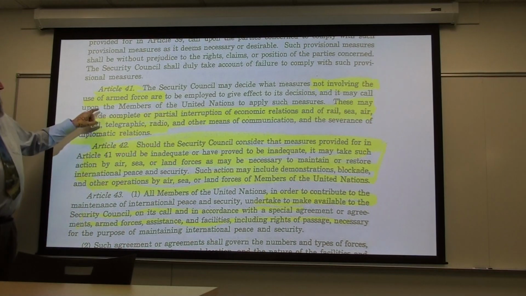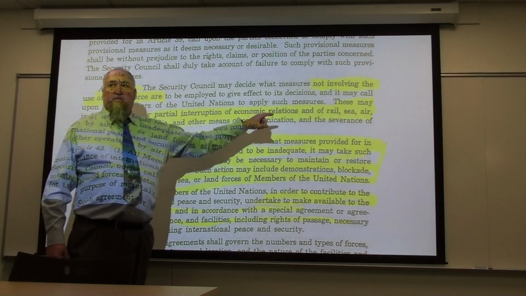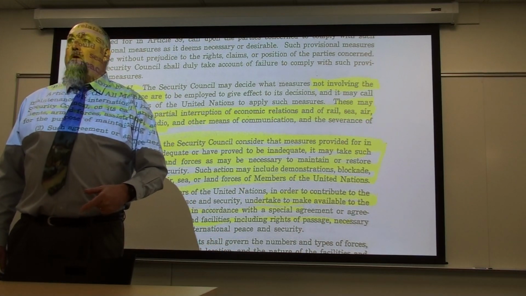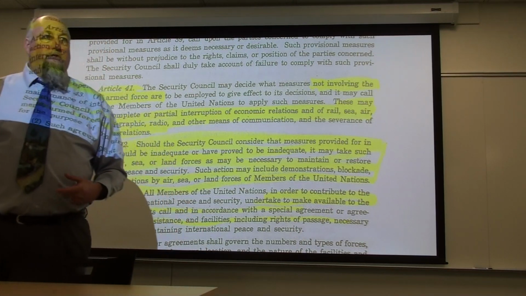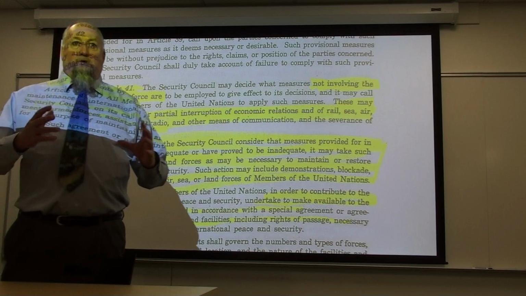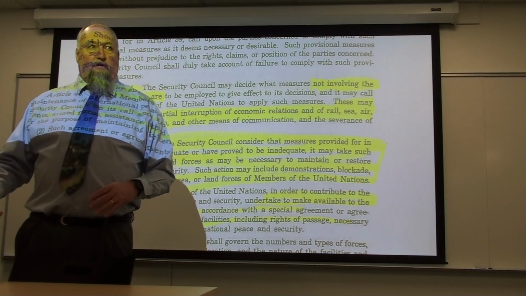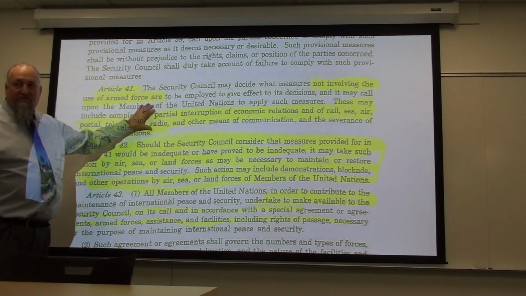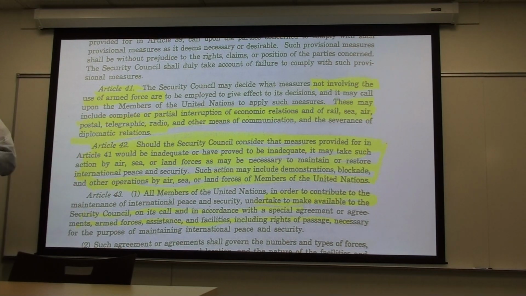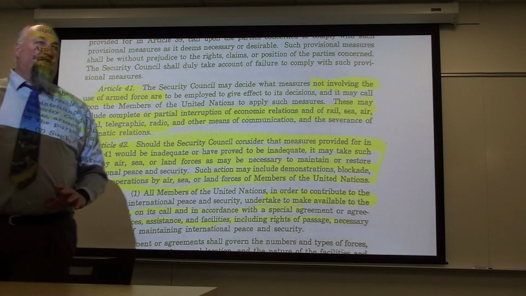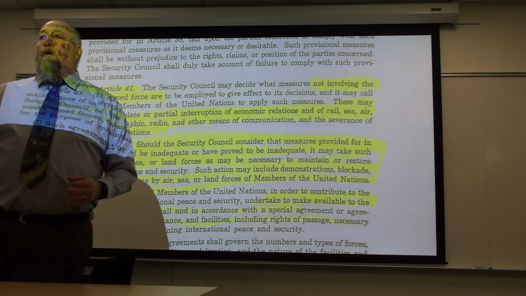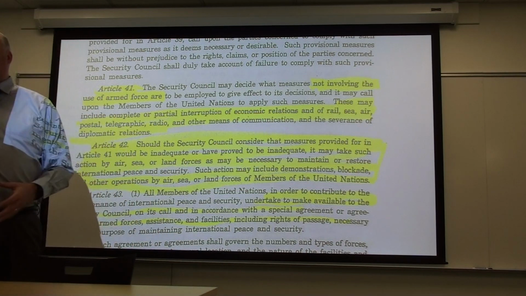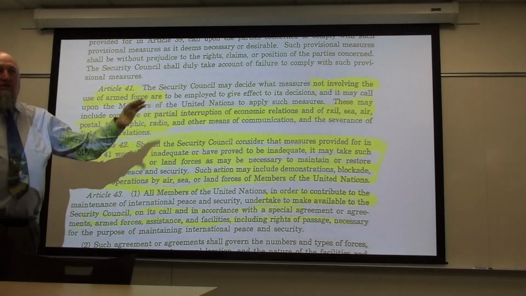Now notice this. Call upon the members to apply such measures. That is a mandate that the members have to follow the Security Council decision in the event of a trade embargo or trade sanctions. It is a duty of the members of the UN to follow through with that Security Council decision. Does it always happen? No, we know that, but that's where it comes from. Okay, so Article 41 is non-military. So I have a test question that I sometimes ask. Under which article of the UN Charter does the Security Council have authority to issue non-military sanctions or non-military enforcement? That would be an Article 41 measure.